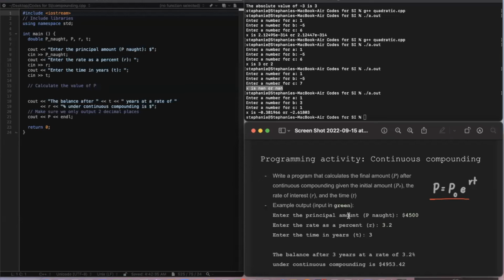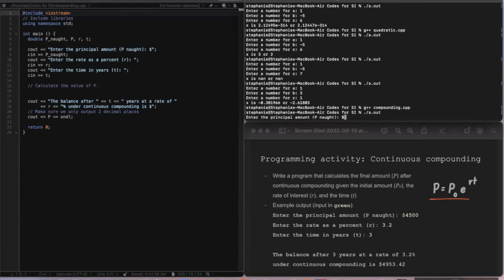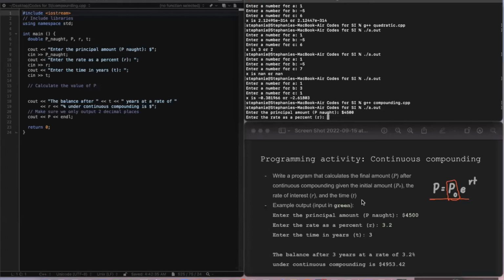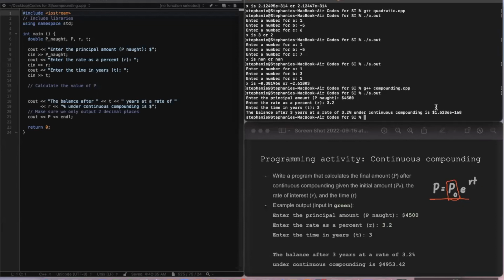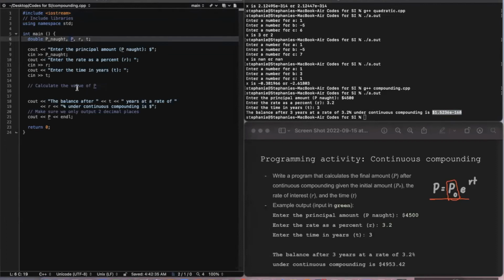I already have your input statements here because all we're focusing on is the calculation. Let me compile this really quick so you can see what it looks like right now. Compounding.cpp, a.out. It says enter a principal. Principal is your original amount. So in this example, I put 4,500, then 3.2 for R, and enter amount for time. This is again a garbage value because the value for P is not assigned, and that is our job.